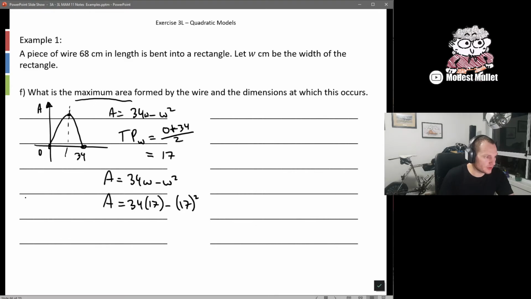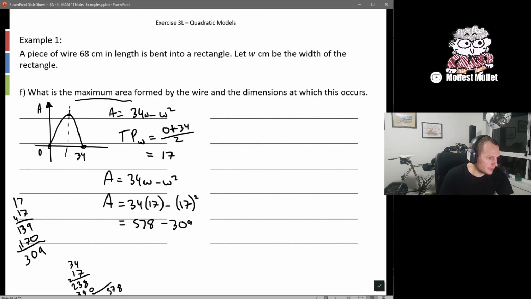We're doing this tech free, so we want to do some multiplication over here at the side. 17 squared, then 34 by 17. Add those together, and we get 578.